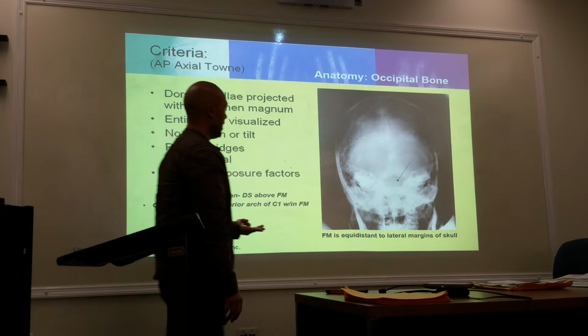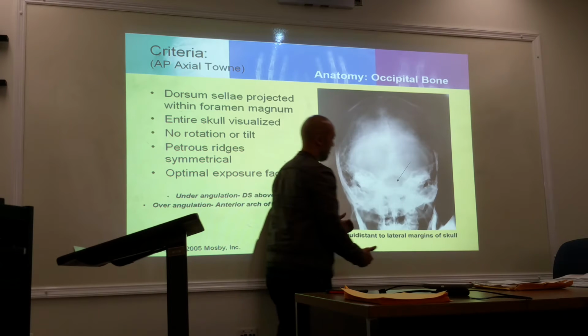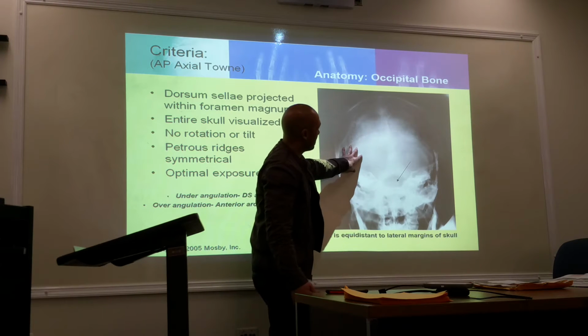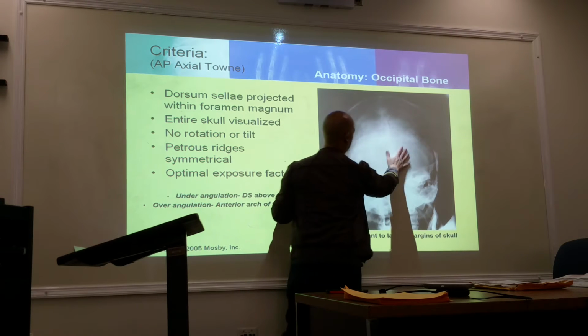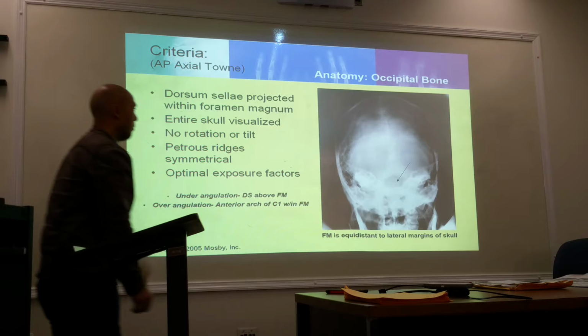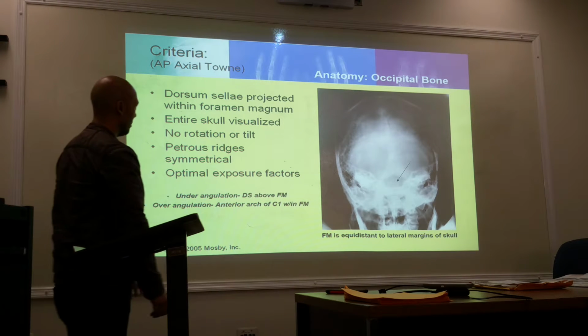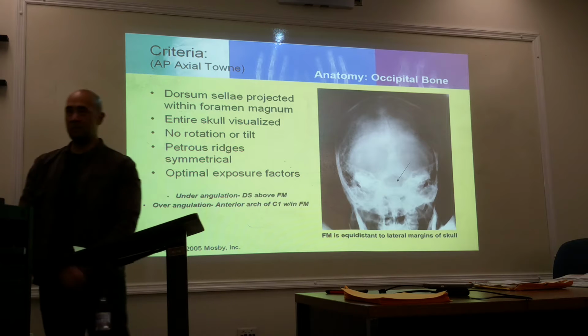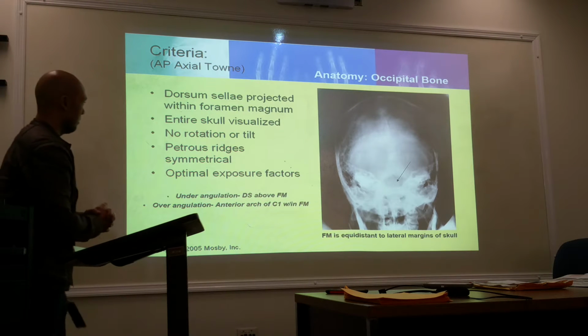So again, it's going to throw the facial bones towards the feet. The skull looks elongated, but it gives you a nice profile of the occipital bone. Okay? So for a properly positioned Towne's, the dorsum sellae should be projected within the foramen magnum. Okay?